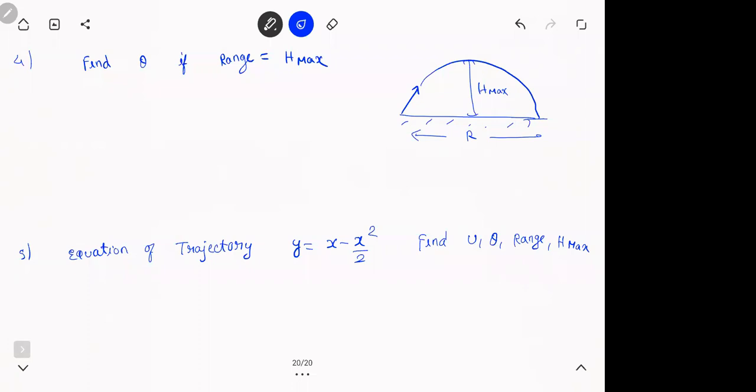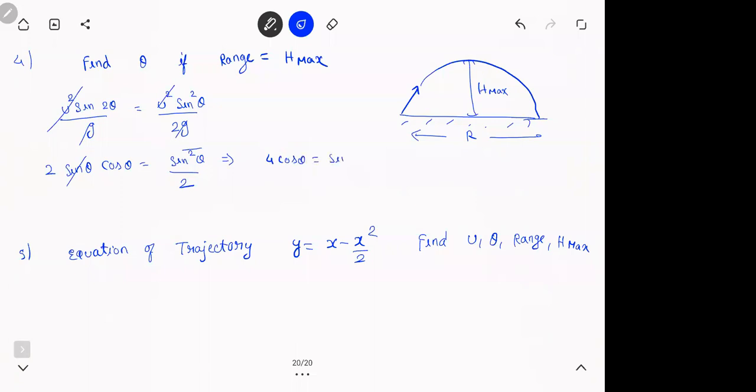Fourth one, what do you do? So what is range? U square sine 2 theta by g. H max is u square sine square theta by 2g. U square, g gets cancelled. You can write sine 2 theta as 2 sine theta cos theta, which equals sine square theta by 2. Sine gets cancelled. You will get 4 cos theta is equal to sine theta. That is tan theta is equal to 4.